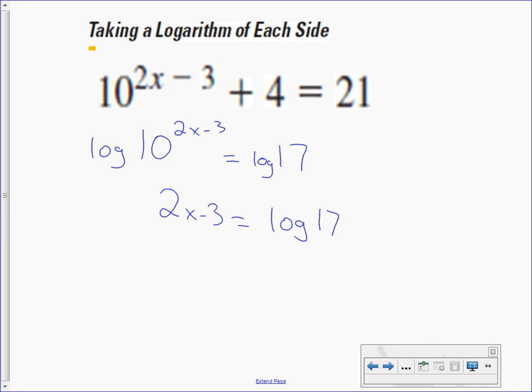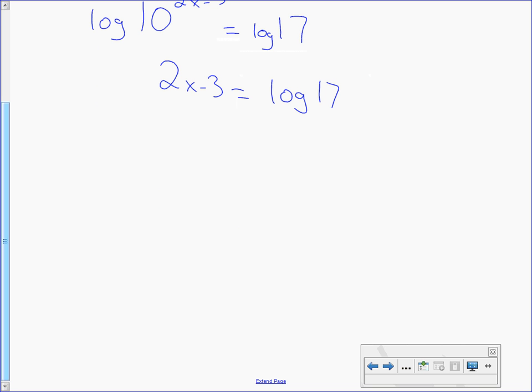Now I'm going to stop here for a second. The log of 17, do we agree, is just going to be some number? Some decimal, whatever it is, right? So I'm not going to figure out what that is until I'm done moving everything else over. In order to get x by itself, do we agree that we have to add 3 and divide by 2? Okay. So that means that x is going to equal the log of 17 plus 3 all over 2.